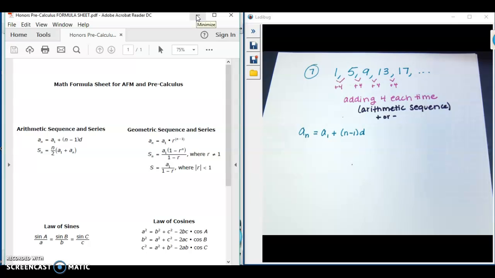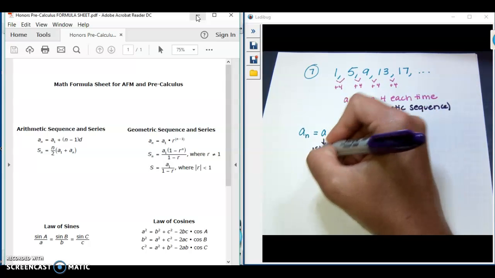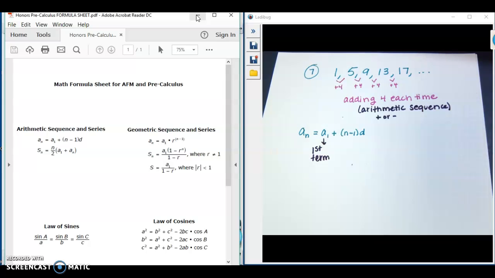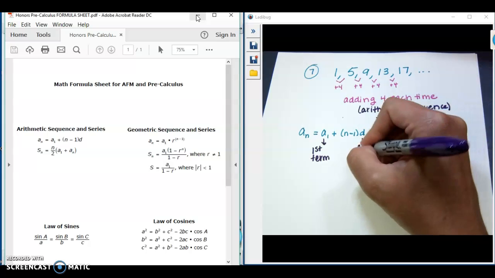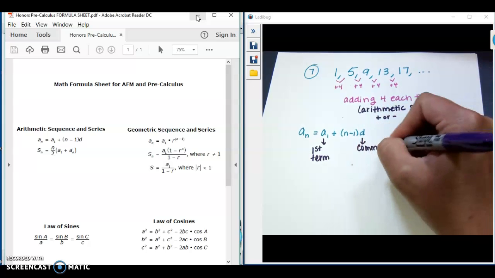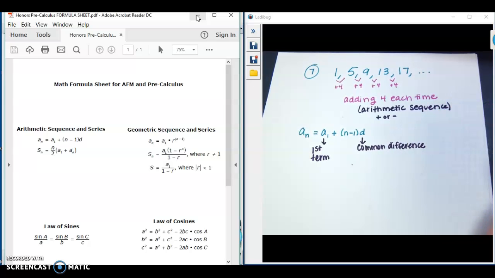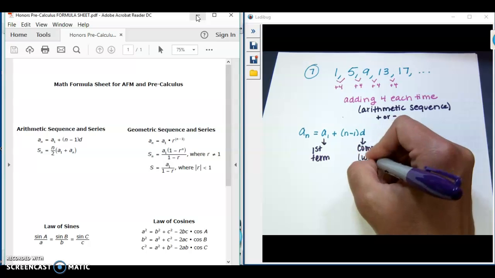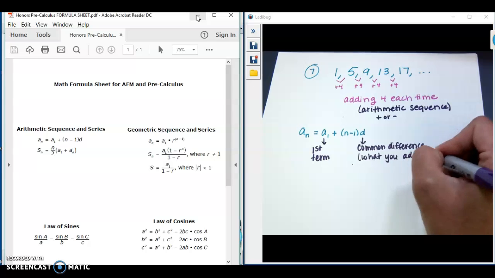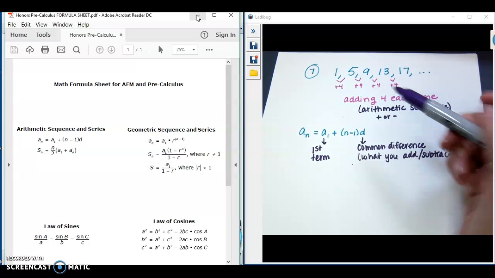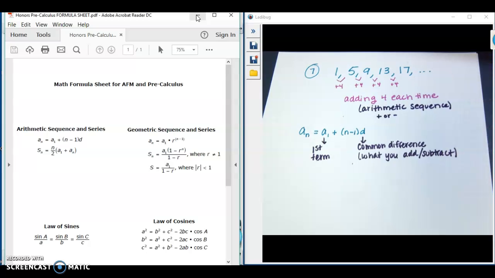So, things that you need to know about this formula before we can actually use it. The a sub 1 is the first term. So in your sequence, this is what the first term is. d is called the common difference. And that's just going to be what you're going to add or subtract each time. So in other words, the common difference here would be positive 4 because we're adding 4 every time. Okay?